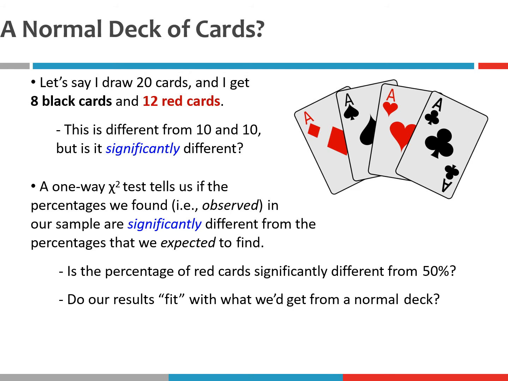So what a one-way chi-square test is going to tell us is if the percentages that we found in our sample, or the observed percentages in our sample, are significantly different from the percentages we expected to find. Okay? So essentially what we are asking when we conduct a chi-square test is, is the percentage of red cards significantly different from 50%? Okay, or do our results fit with what we would expect to find in a normal deck?